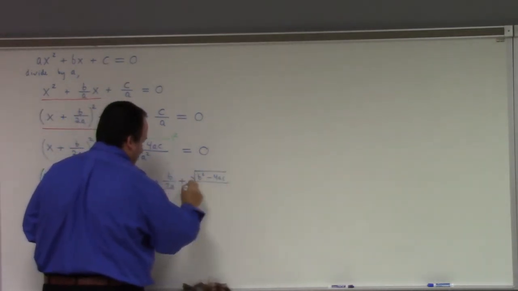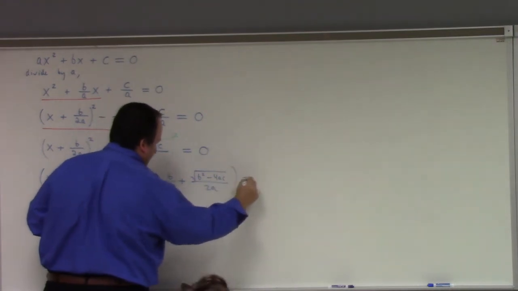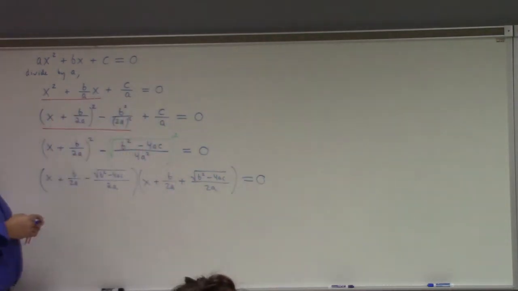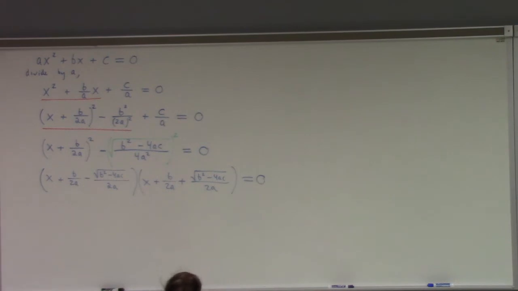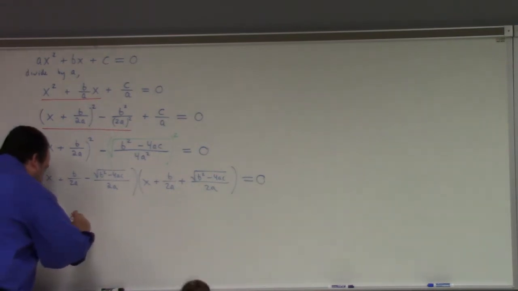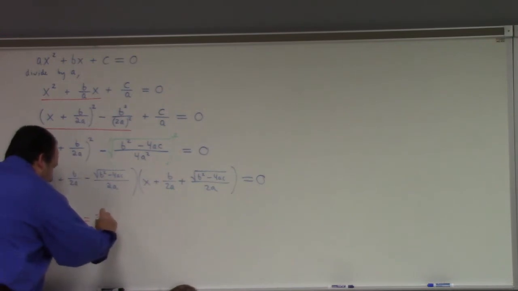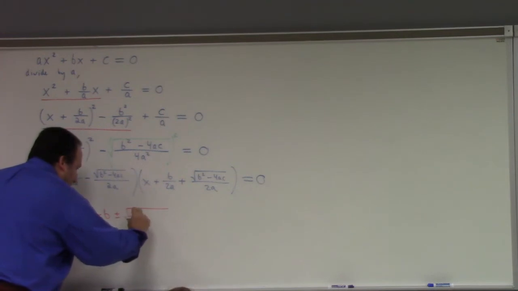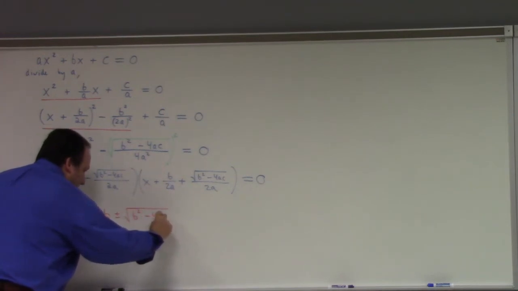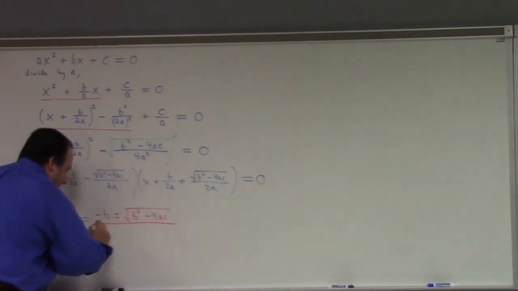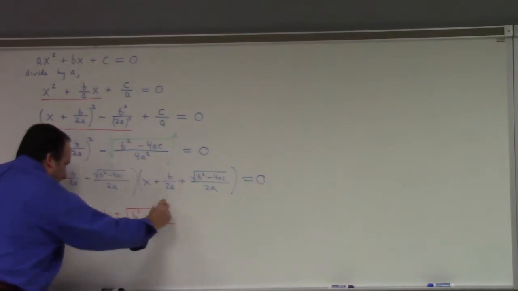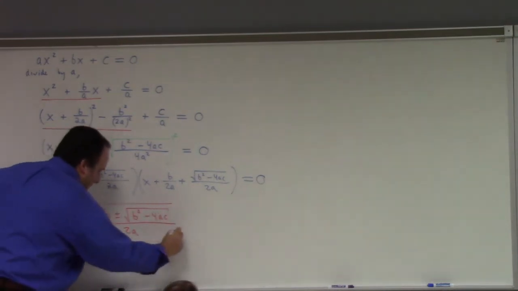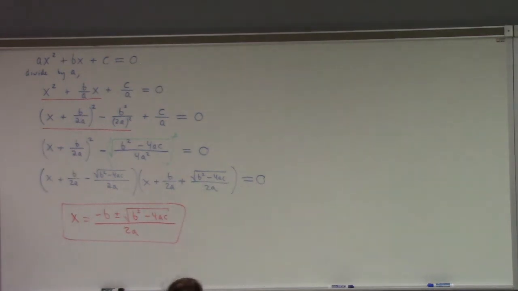This starts to look familiar, perhaps. Right? So what do we find? We find that x is equal to minus b plus or minus the square root of b squared minus 4ac, all divided by 2a. This, of course, is the famous, beloved quadratic formula.